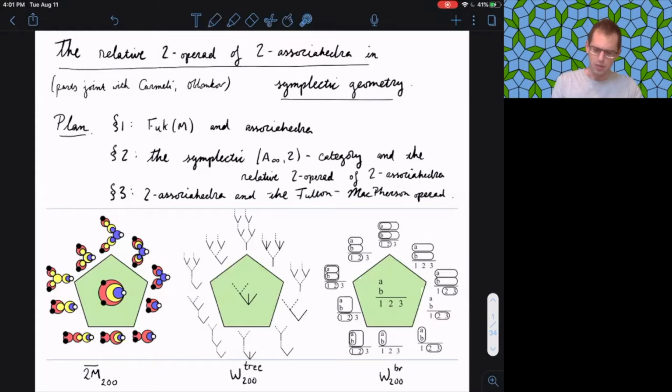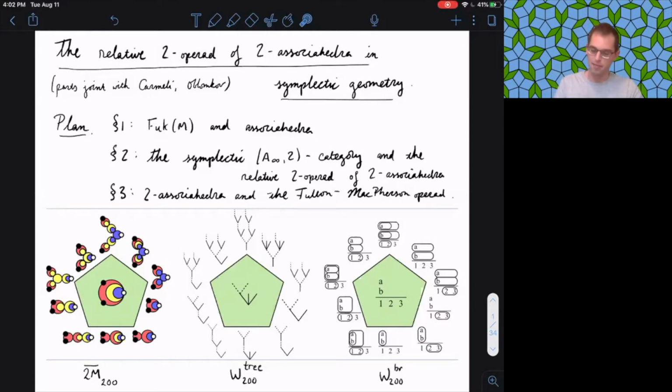So I'm going to start out by telling you about some symplectic background. And of course, I won't assume that you know anything about symplectic geometry, specifically about the Fukaya category and how it connects with isosahedra. Then after that, I'll tell you about this new object called the symplectic A∞2 category and what that has to do with this relative two operad of two isosahedra. And then if I have time, I'll tell you about some connections with the Fulton-McPherson operad.